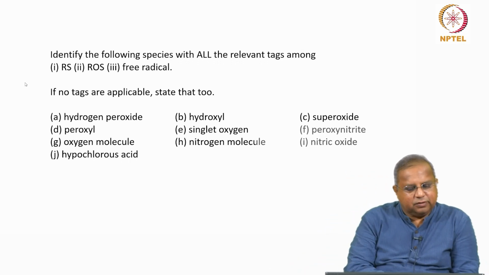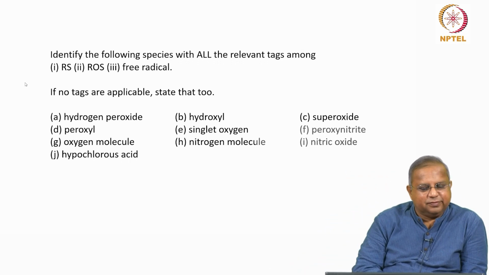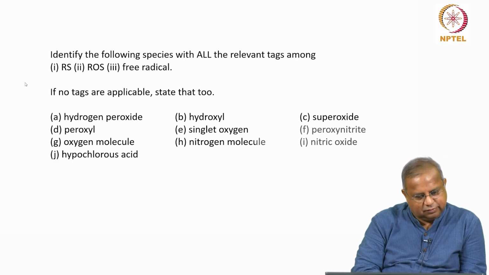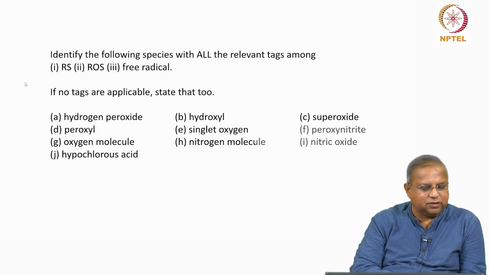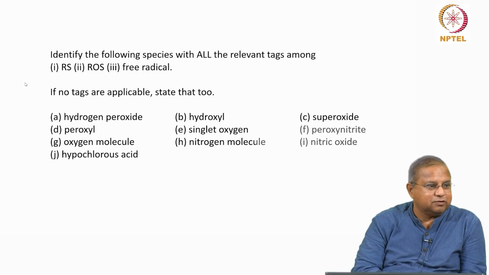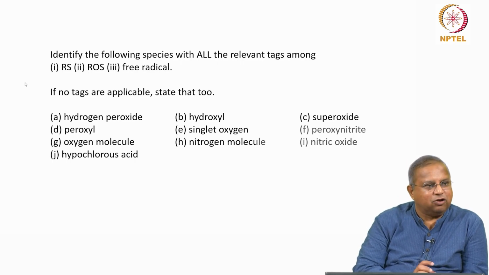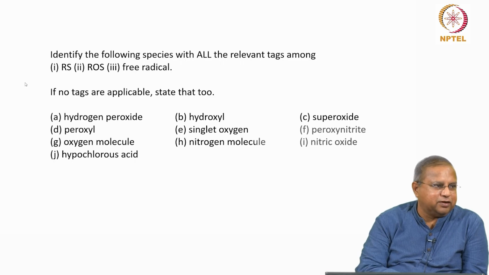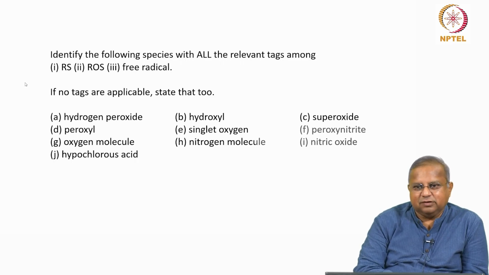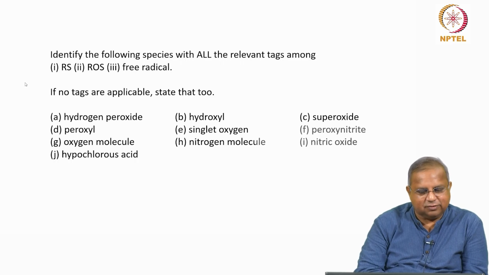Okay, people. Hydrogen peroxide. RS, ROS. Okay, good. Hydroxyl. Hydrogen peroxide is not a free radical. Hydroxyl: ROS and free radical and RS, all three. If it's a ROS, it's definitely RS. So, superoxide. It is all three. It is a free radical. It has an unpaired electron.